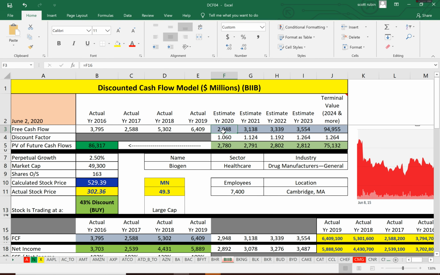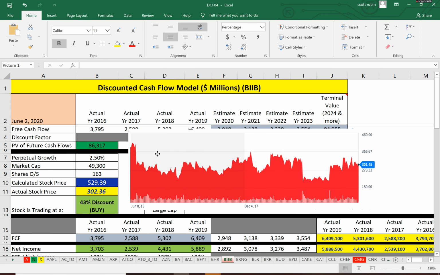So we estimated the future free cash flows 4 years out, and then we did a terminal value, which is all years past year 4. Then we discounted those numbers back to today, and the sum is $86 billion. And when we divide that by 163 million shares, we get an intrinsic stock price of $5.29. So this is considered a buy because it's trading at 302. So it's trading at a 43% discount.